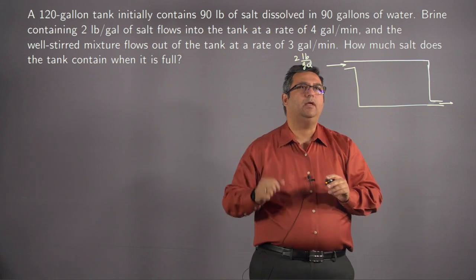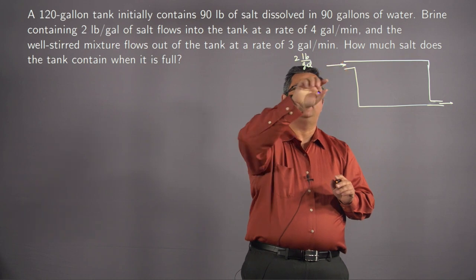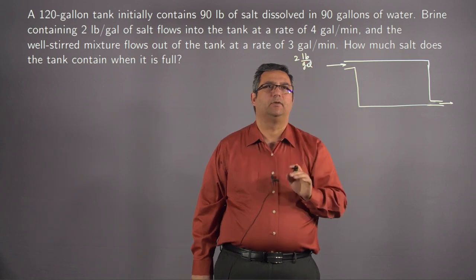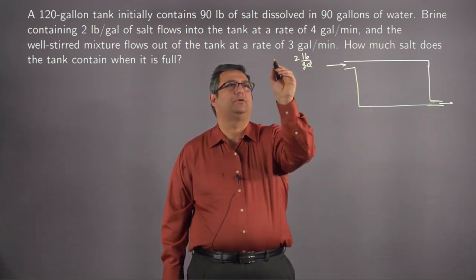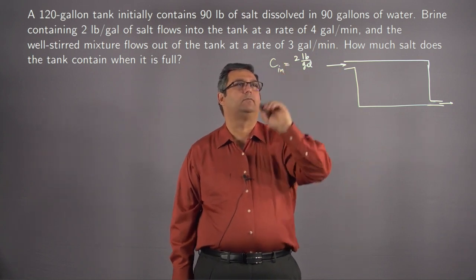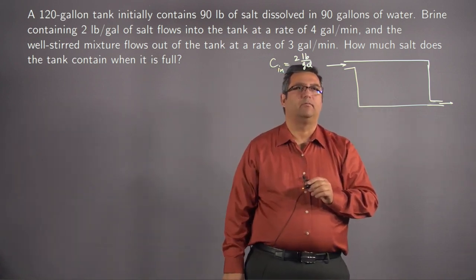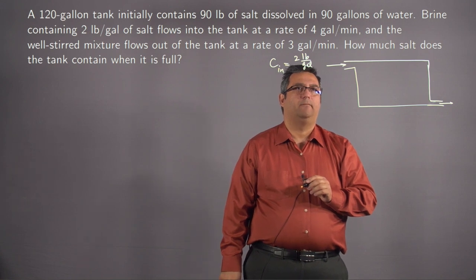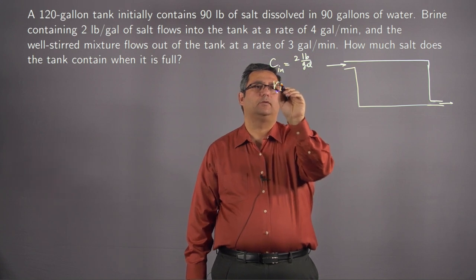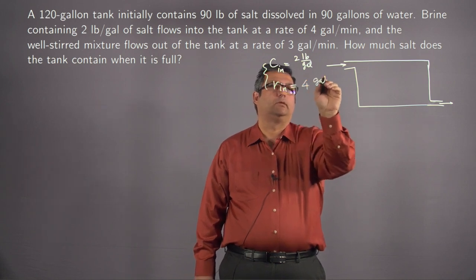the incoming flow has, per each gallon of the fluid, the brine, 2 pounds of salt. This is a concentration parameter, which we denote by C. And since it's going in, we call it C in. So C in is 2 pounds per gallon. That's how salty the flow is. Now, the rate of flow is 4 gallons per minute. Rate, R in, is 4 gallons per minute.